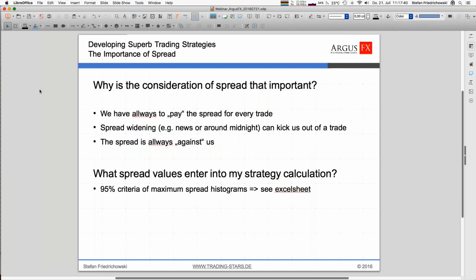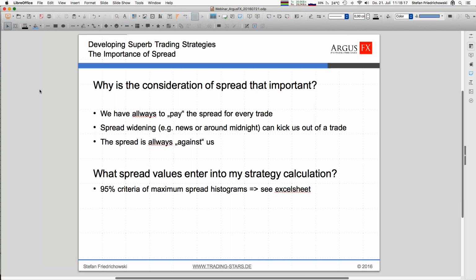The next topic is about spreads. The importance of spreads, mentioned already a little bit earlier, is quite simple, because we always have to pay the spread for every trade. There's nothing to blame a broker for, because it's related to the market. We have a difference between ask and bid prices, and immediately after entering a trade, we are in the minus, and we should always have that in the back of our head.